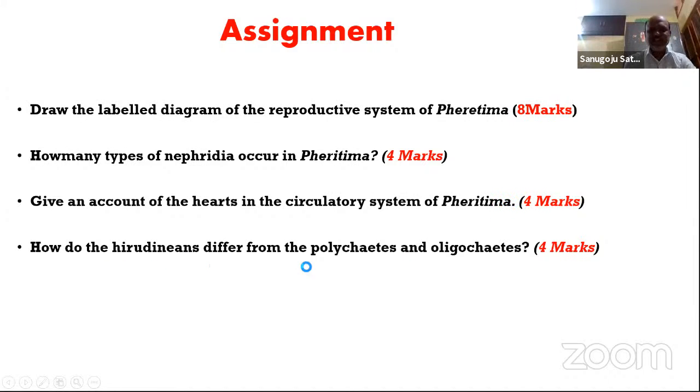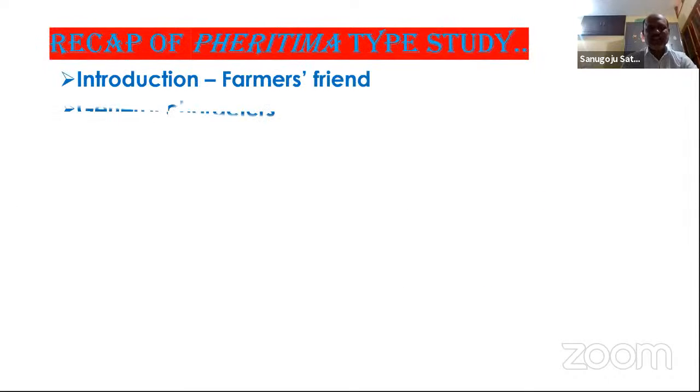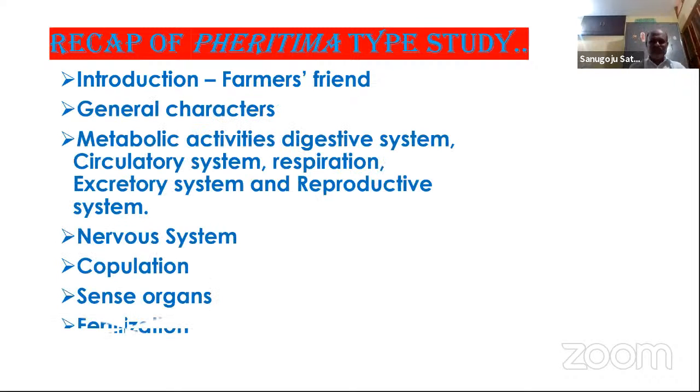And after that, how do the hirudinians differ from the polychaetes and oligochaetes? This question depends completely upon the classification of the earthworm, with which we can complete our assignment of this type study. After completing this type study, we can recap once again what we have studied here in both general characters and type study.